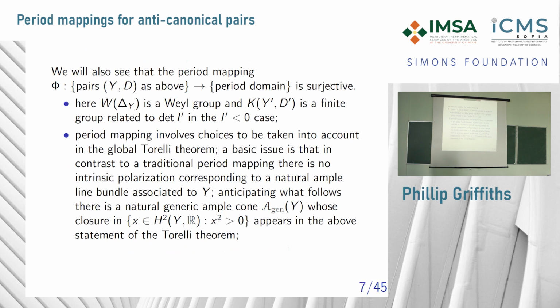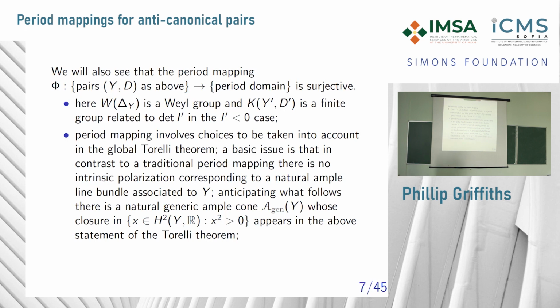Okay, so the period mapping from pairs to the period domain to be defined will be shown to be surjective. So coming out of the Torelli theorem and the surjectivity is an existence theorem. Okay. That's what's ultimately going to produce this map rho. This is a Weyl group, and this is a certain finite group that is related to the determinant of this negative definite matrix in that case.